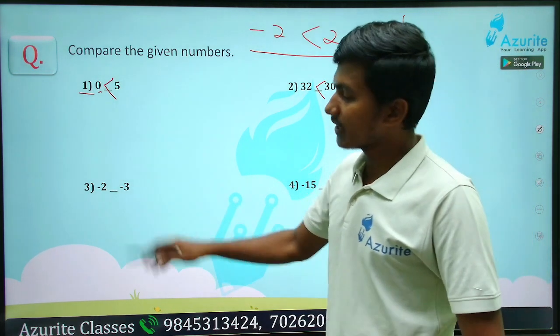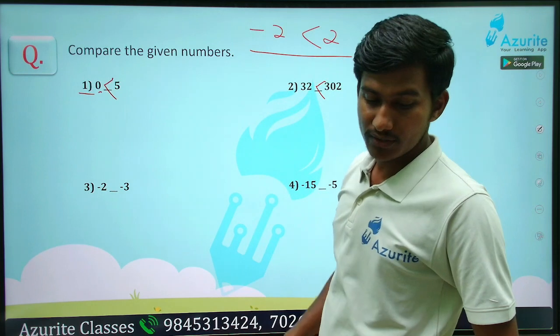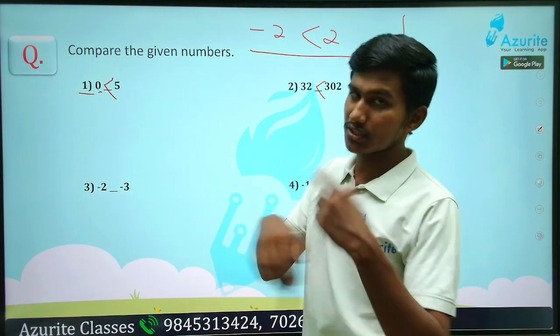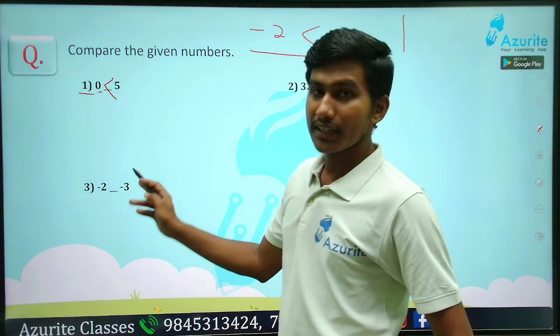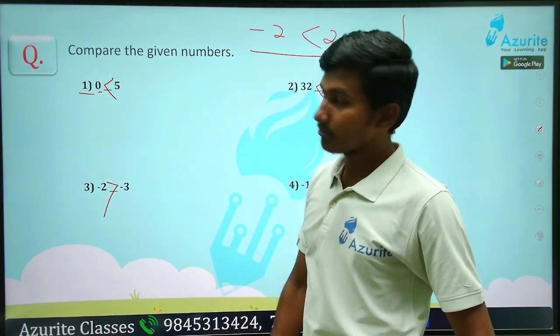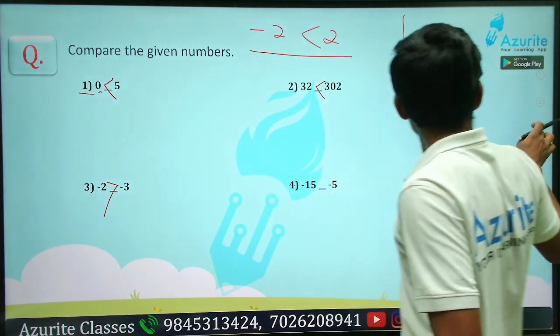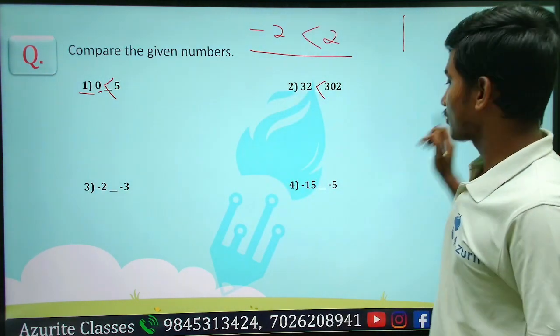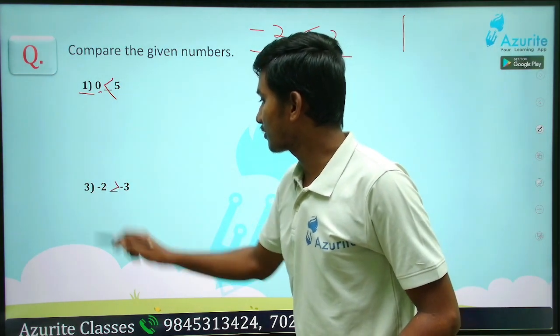Now minus 2 and minus 3, here reverse. Yes, minus 2 is greater, here it will be reverse. So start from that, come back to it. So minus 2 is greater than minus 3. Understand? Minus 2 is greater than what? Minus 3. Got it?